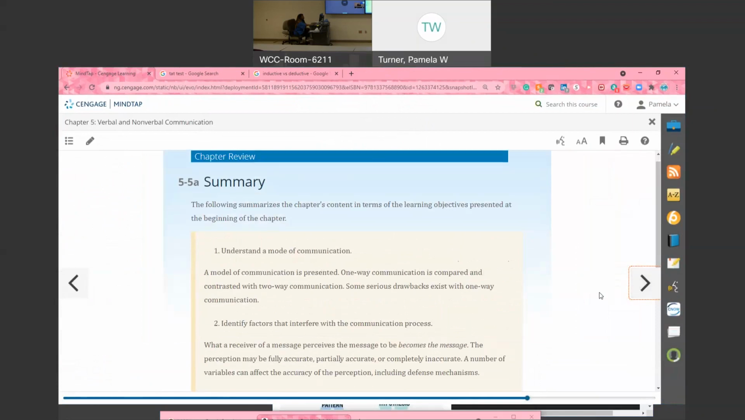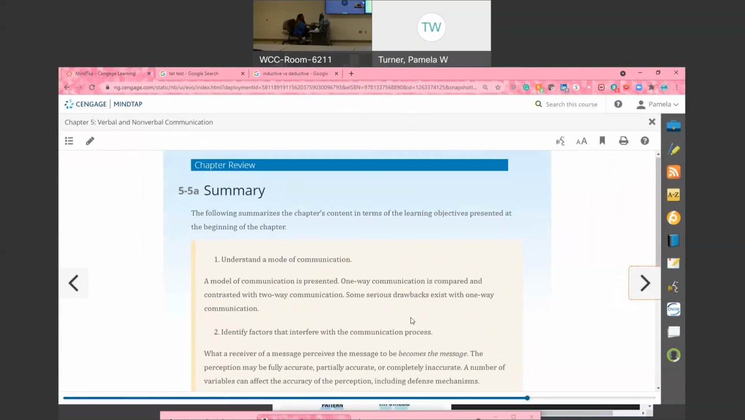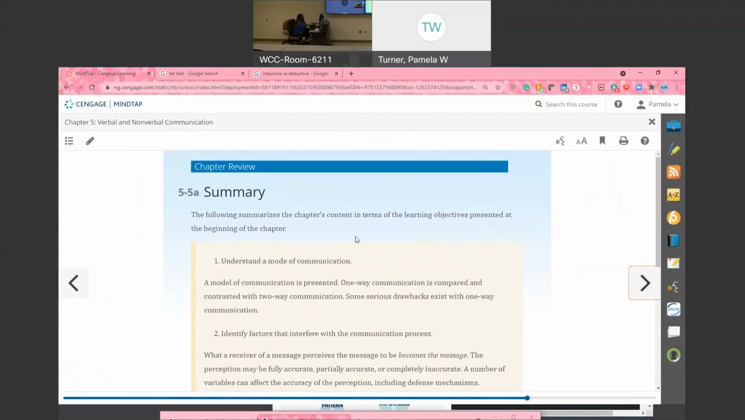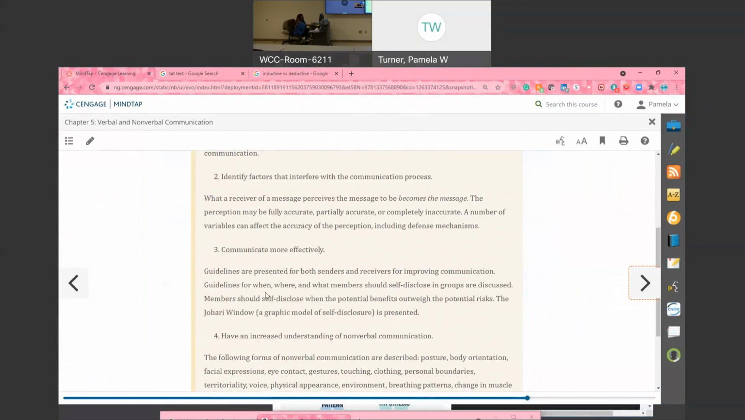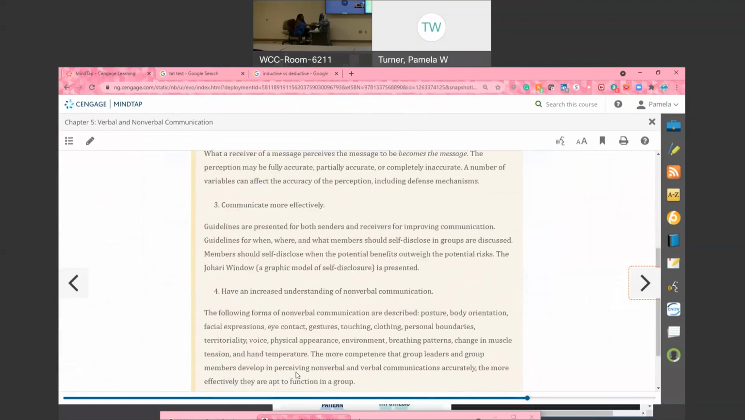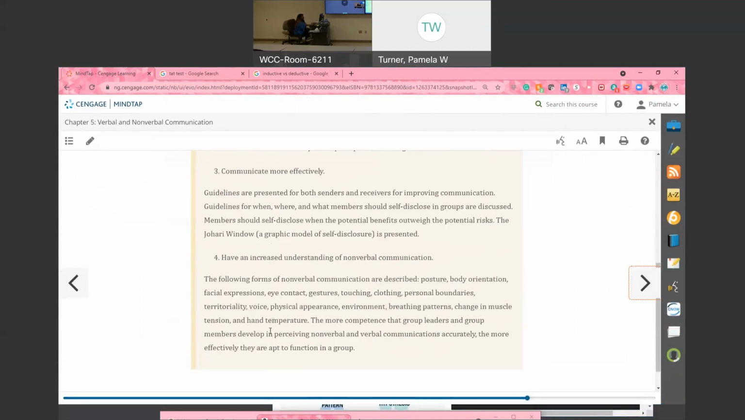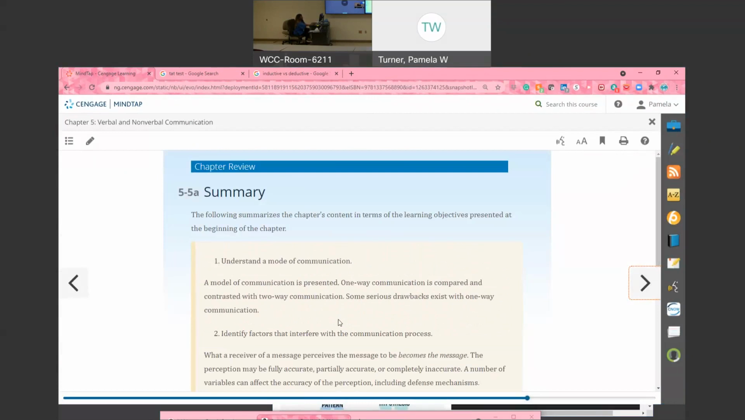Okay, so that's summarizing the chapter. Understanding the modes of communication, identifying the factors that interfere with the communication process, to learn to communicate more effectively, and have an increased understanding of nonverbal communication. I hope you got that, guys. Remember, go back and read the book for my students. You'll understand more about it when you go back and read the book.